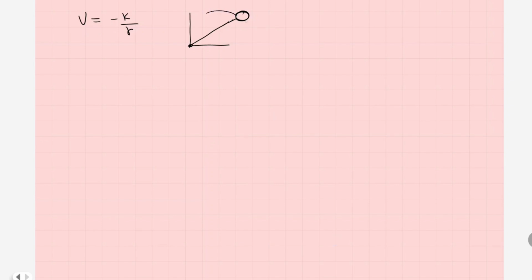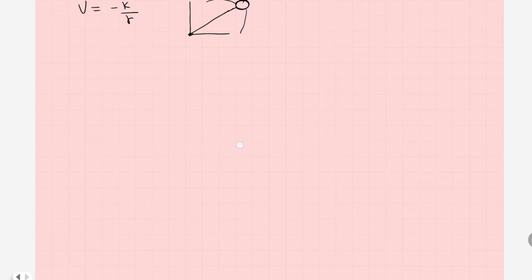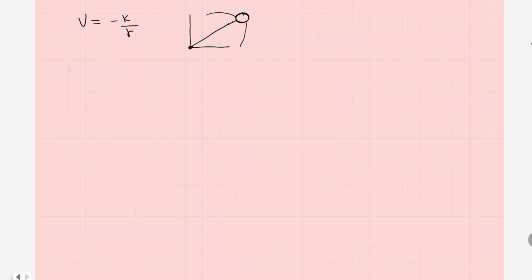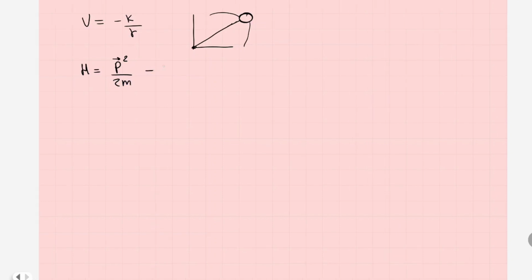In this kind of motion, we can associate a Hamiltonian function, and for the Kepler problem, the Hamiltonian will be defined as p squared over 2m minus k over r. Okay, this will be the Hamiltonian associated to the Kepler problem.